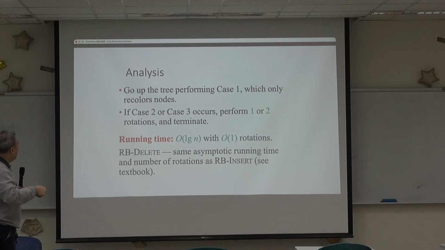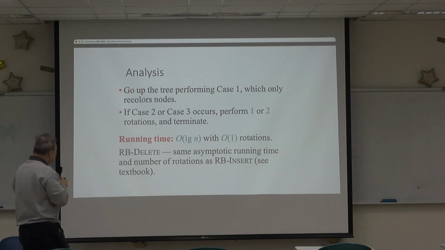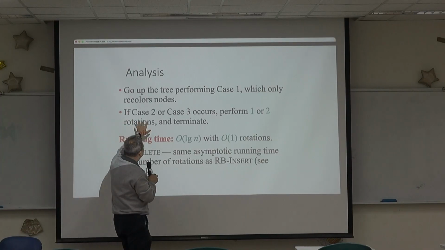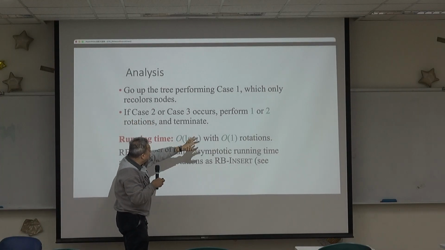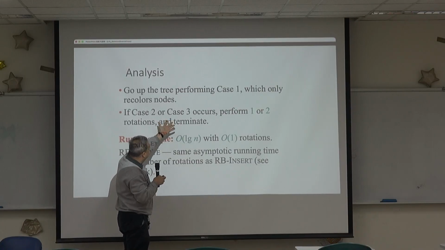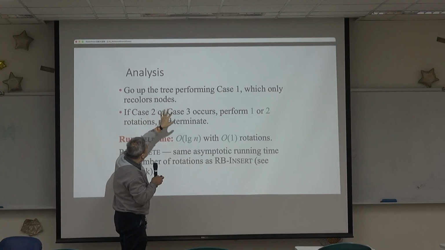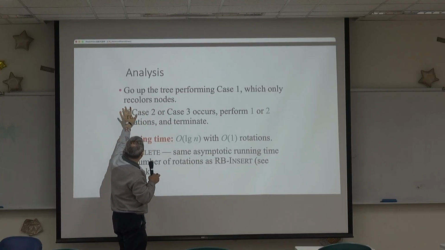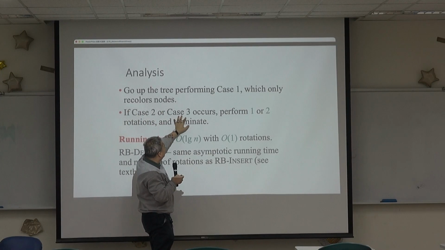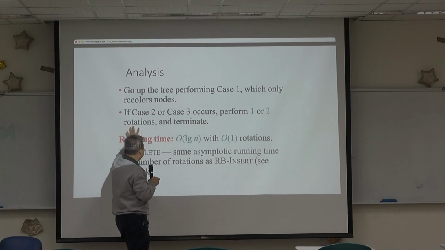So basically, you go up the tree, performing case one. If case two or case three occurs, perform one or two rotations, and then terminate. If case two happens, perform one rotation, and then you need to do case three, so two rotations. If you see case three at the top, just perform one rotation and you are done.